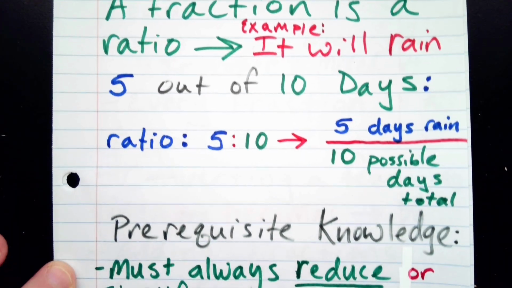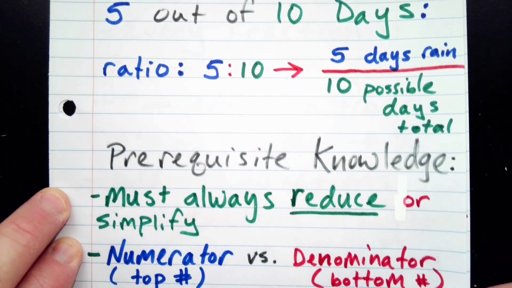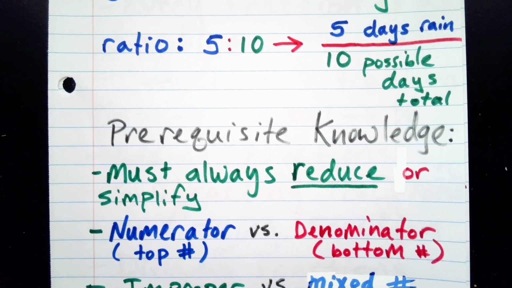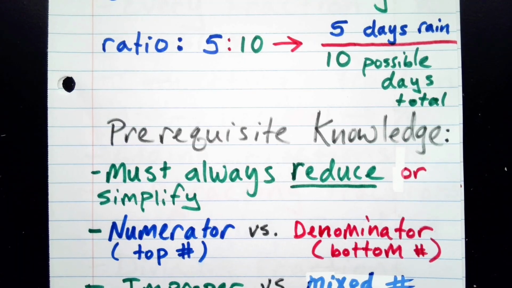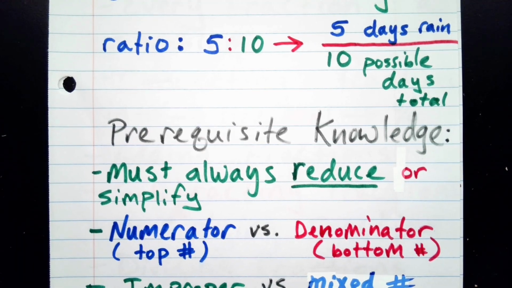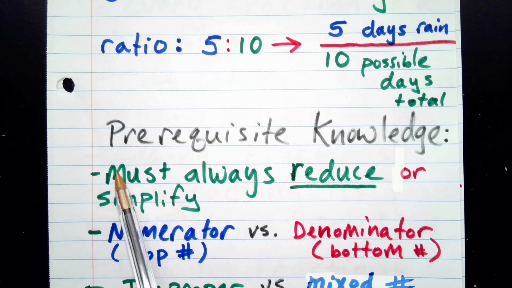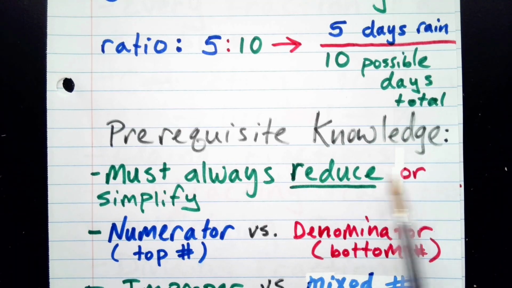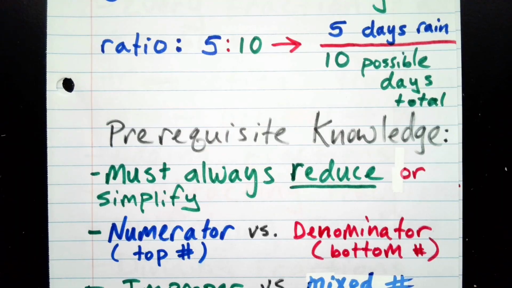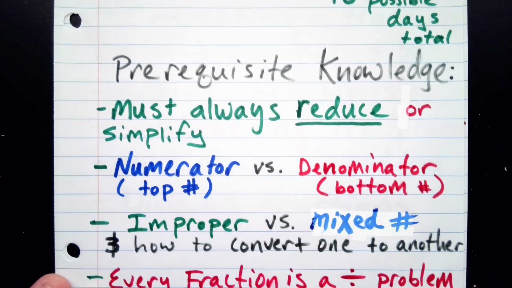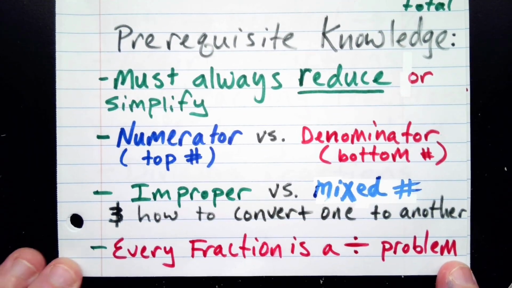So some of the prerequisite knowledge that you need in order to solve different types of fraction problems are as follows. And I plan to create a video to go over some of these prerequisite knowledge and skills. First, you must always reduce or simplify your fraction solution or answer. Numerator is the top versus the denominator. That's the bottom part of your fraction.